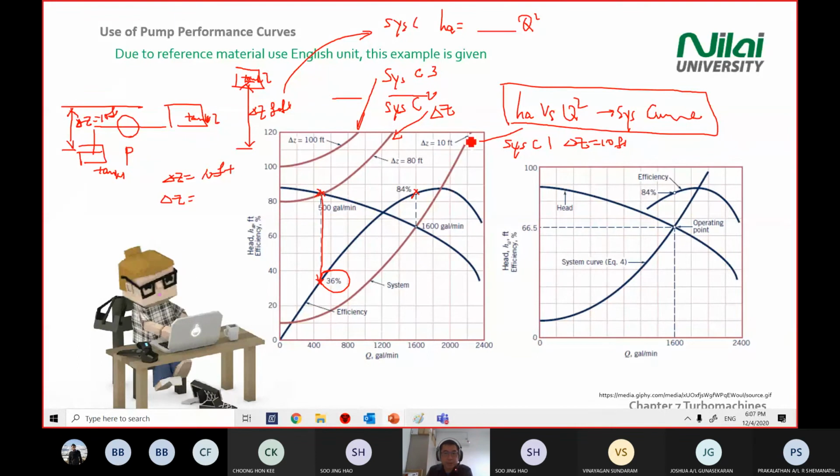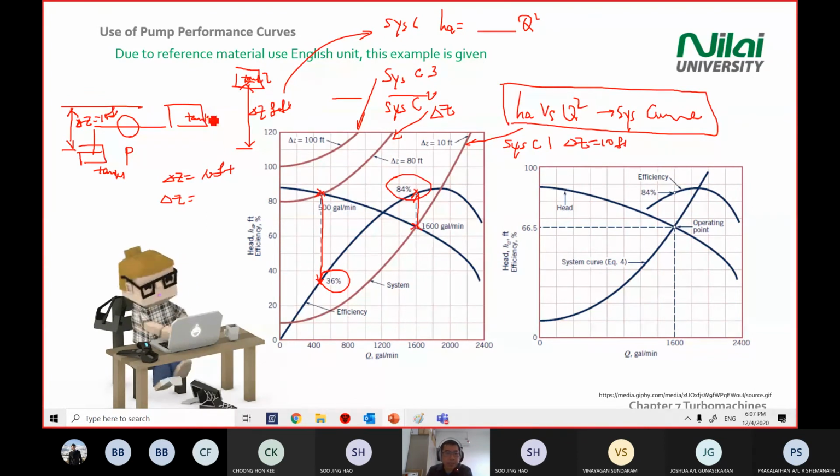So the first one, we assume the design system at 10 feet. Yes, it overlaps with the system head line. From this intersection point, we extend up. We want to see what is the efficiency at this setting at 10 feet. We get 84%, which is quite good.